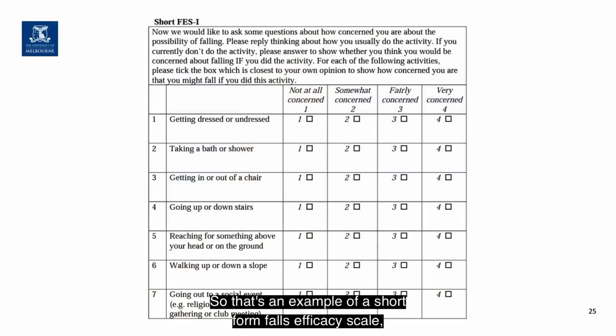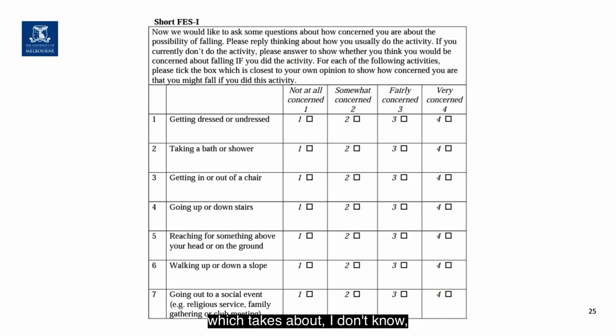So that's an example of a short form falls efficacy scale, which takes about 1 or 2 minutes to do. So, that's a substitute for assessing for potential to fall in a healthcare setting. And that's one that's been recommended, I think, by the World Falls Organisation. And I love these short form scales. They're really important, particularly in acute settings where the throughput is really quick.